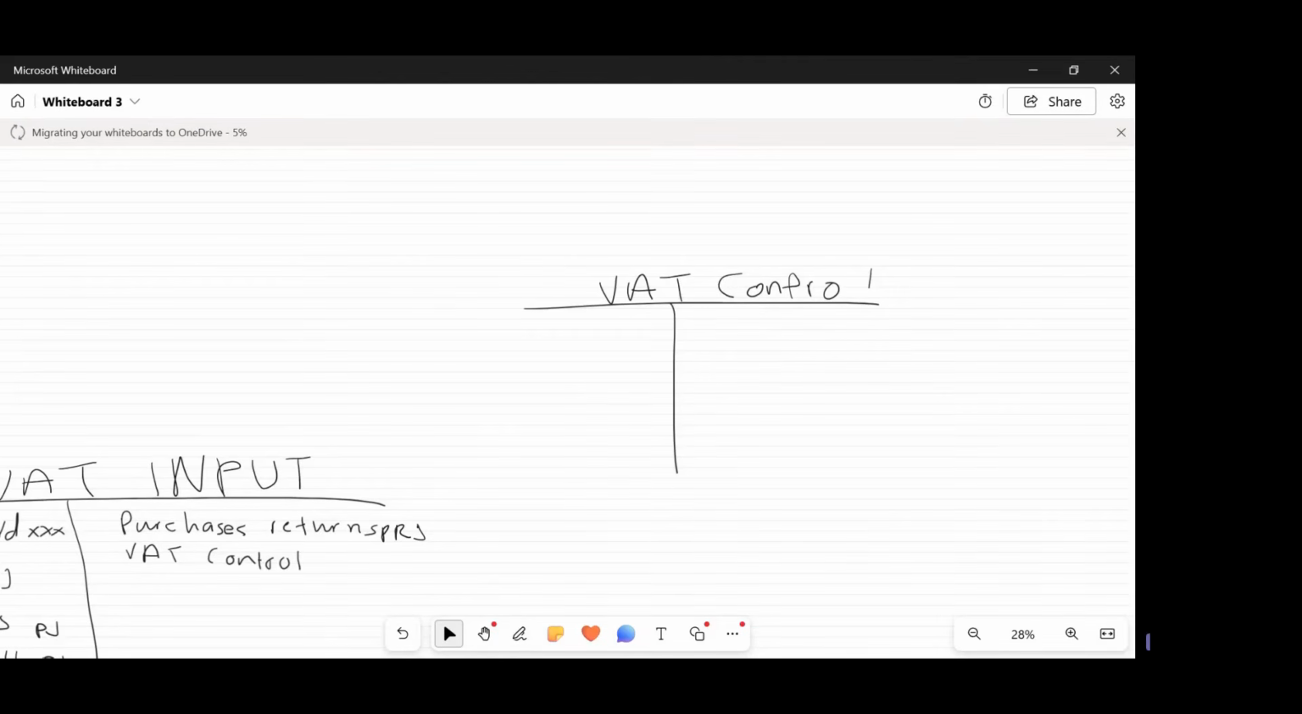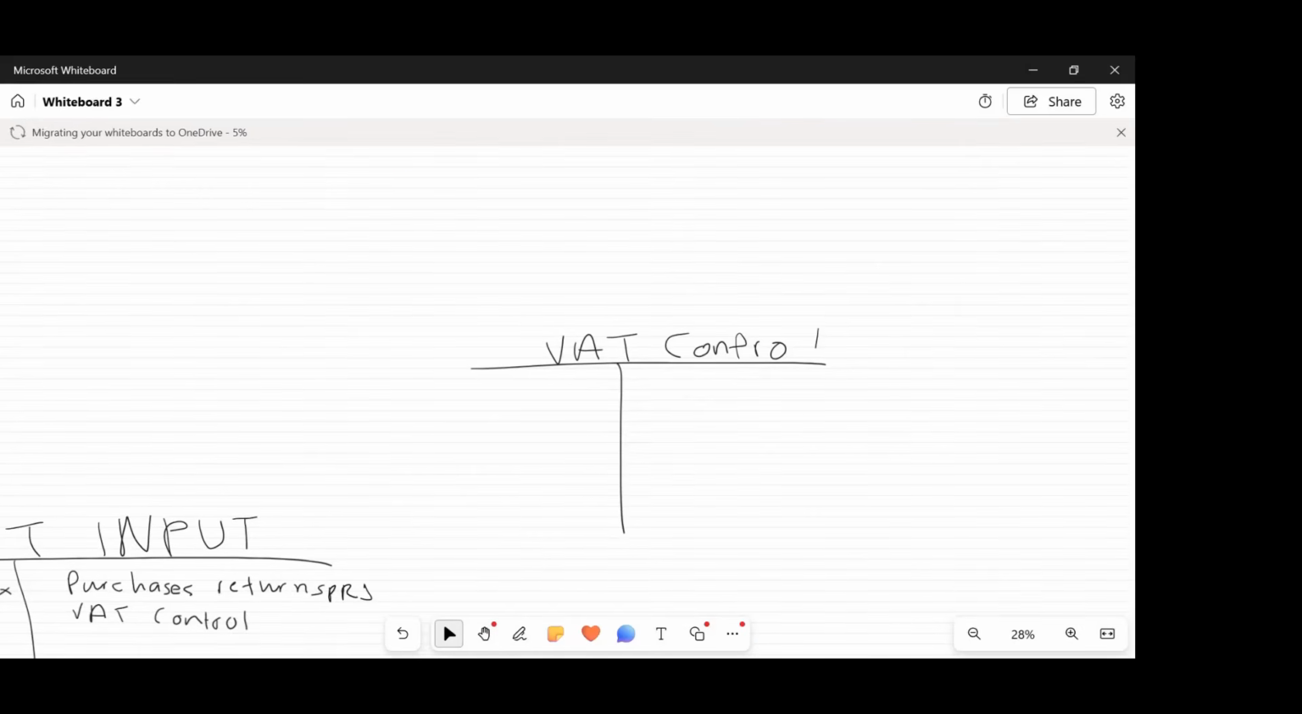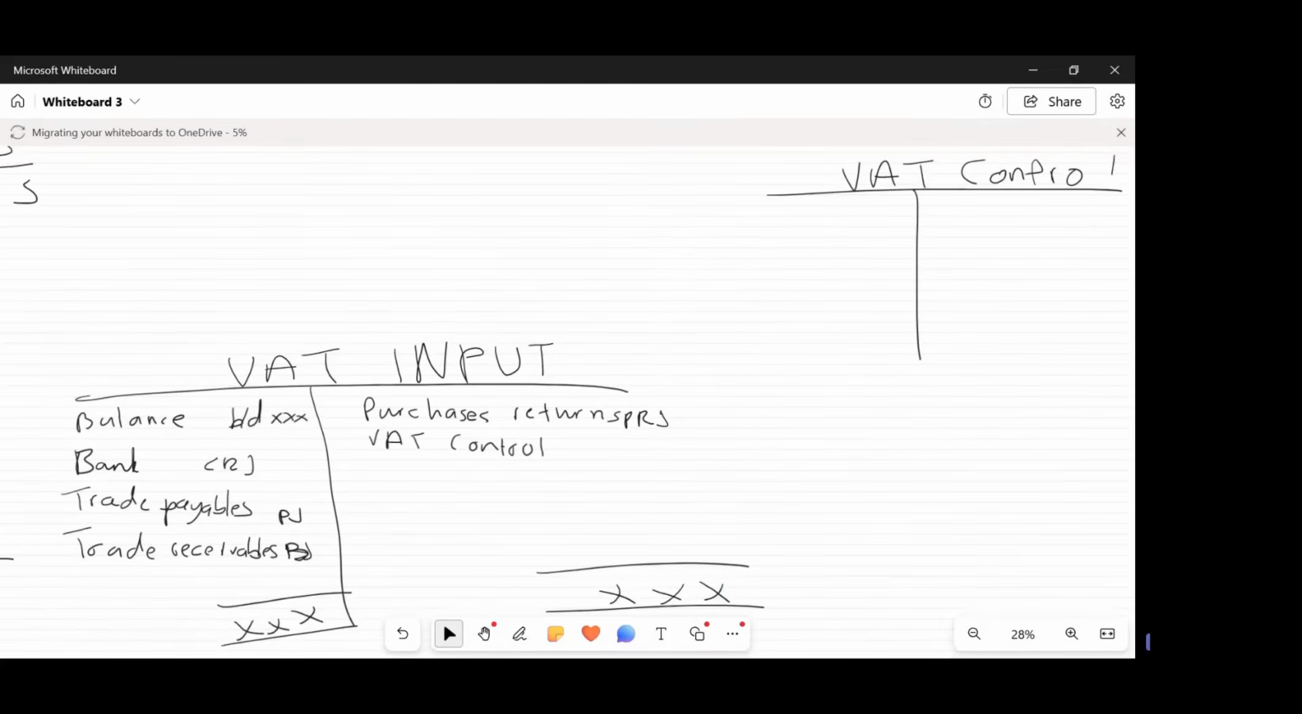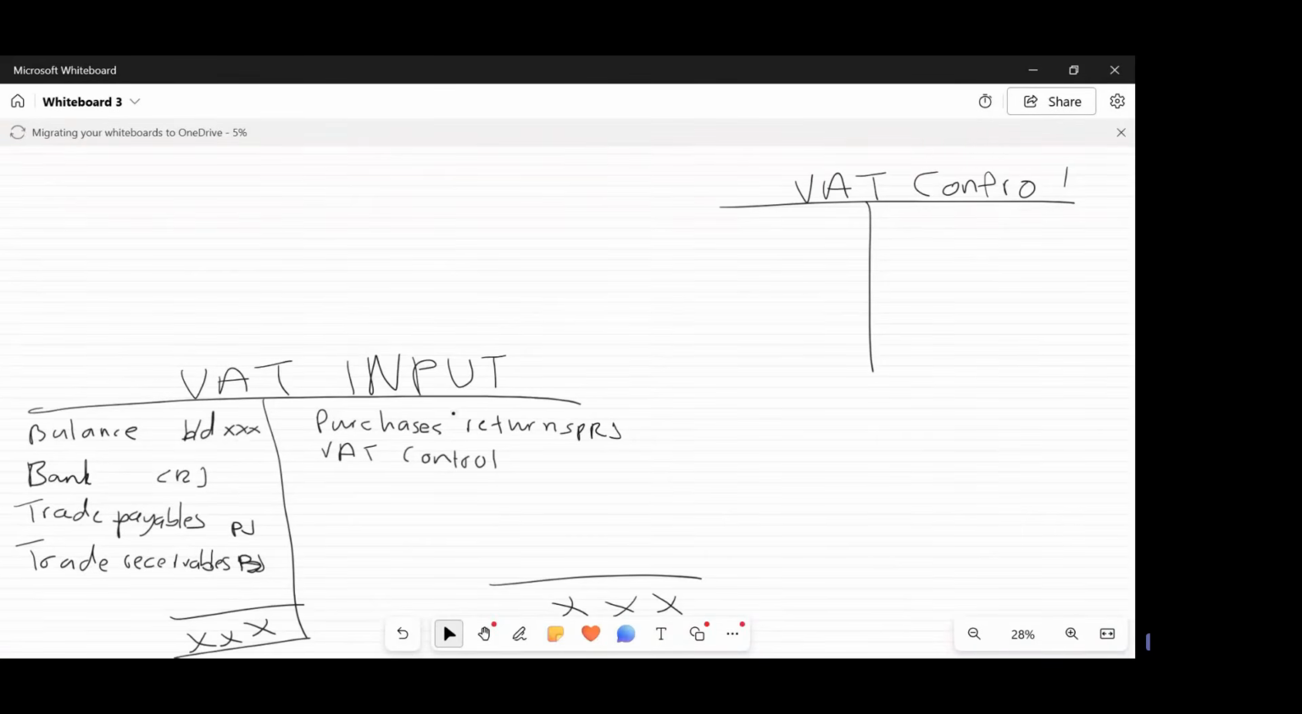Okay. So now on the VAT control account, we first look at our VAT input and our VAT output to see which amounts were debited and which amounts were credited. So for example, if on the VAT input we had credited the VAT control account, which means the VAT input is going to be on the debit side. Do you see that?